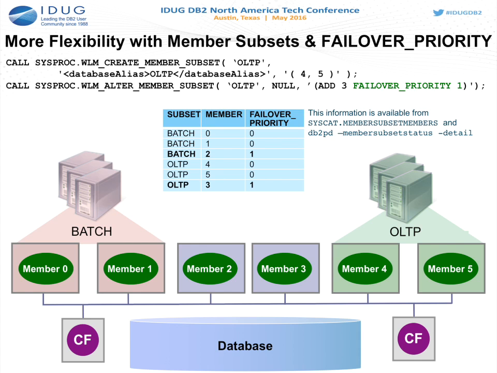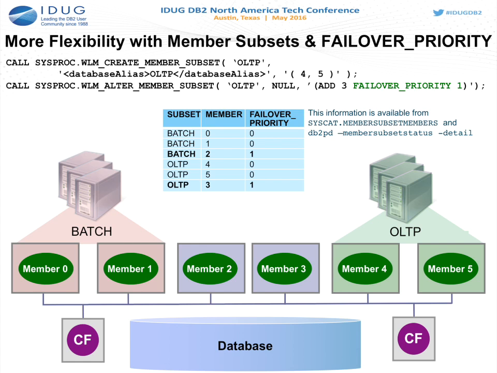subsetted my single cluster into 2 subsets, a batch subset and an OLTP subset. You can see I've defined that through a couple of stored procedures that you see at the top of the page. I provide a database alias that is what you connect to. If you're, in this case, on the OLTP workload, there'd be another database alias for this other batch cluster that you can connect to if you wanted to run the batch workload.